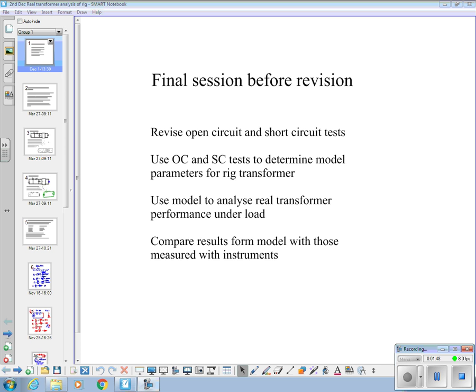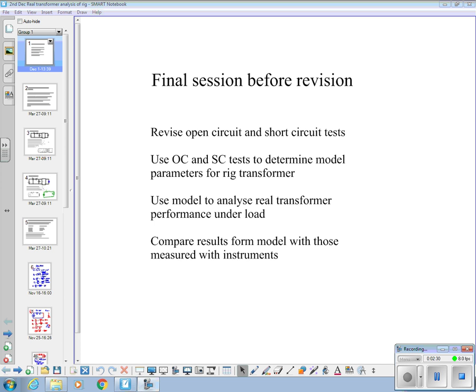So what we're going to do today is go through that last example we were looking at around the open and closed circuit tests on a transformer, defining the parameters needed for the model. And then we're going to go over to the rig and actually carry out open and closed circuit tests on that transformer. 400 volt primary down to 230 volt secondary, I think. Yeah, 400 down to 230 is the nominal on that transformer. So we're going to find the model parameters for that rig transformer.